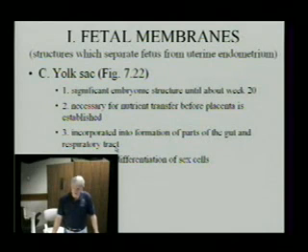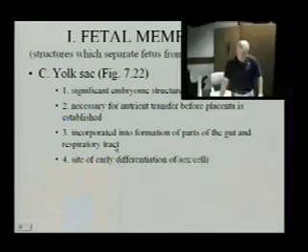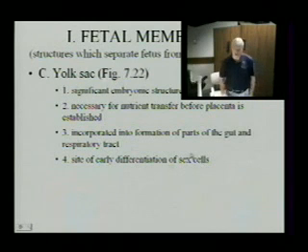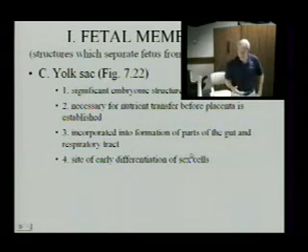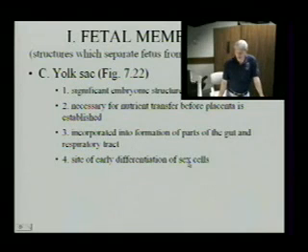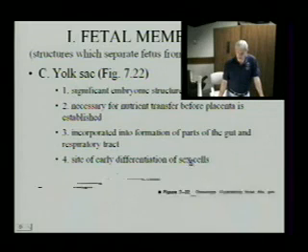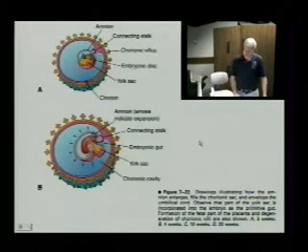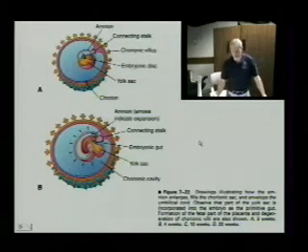So we recall that it's lined with endodermal cells. And it is the site of the early differentiation of the primordial sex cells. So we will follow the origin of those primordial gametogenic cells and their migration to the posterior abdominal wall, where they will join with other cells, mesodermal cells, to produce the gonads.